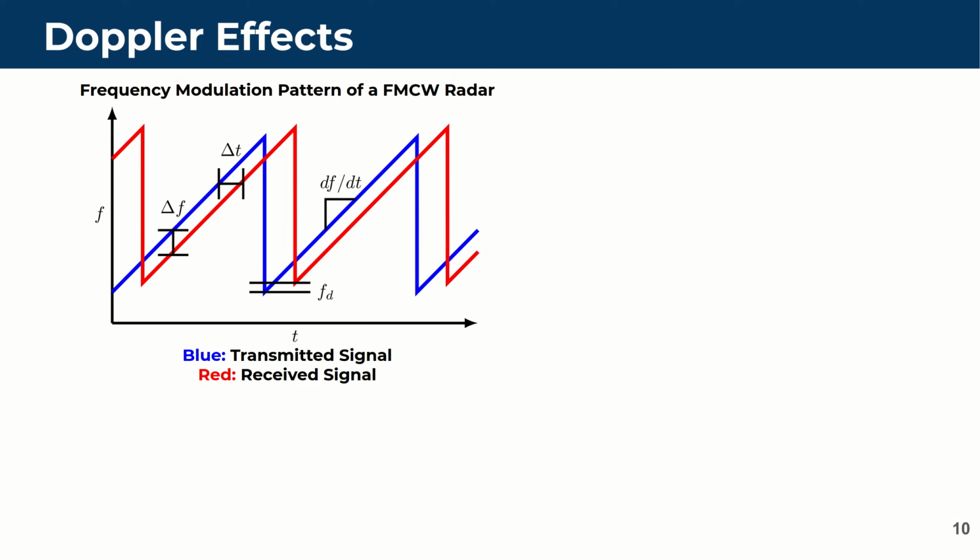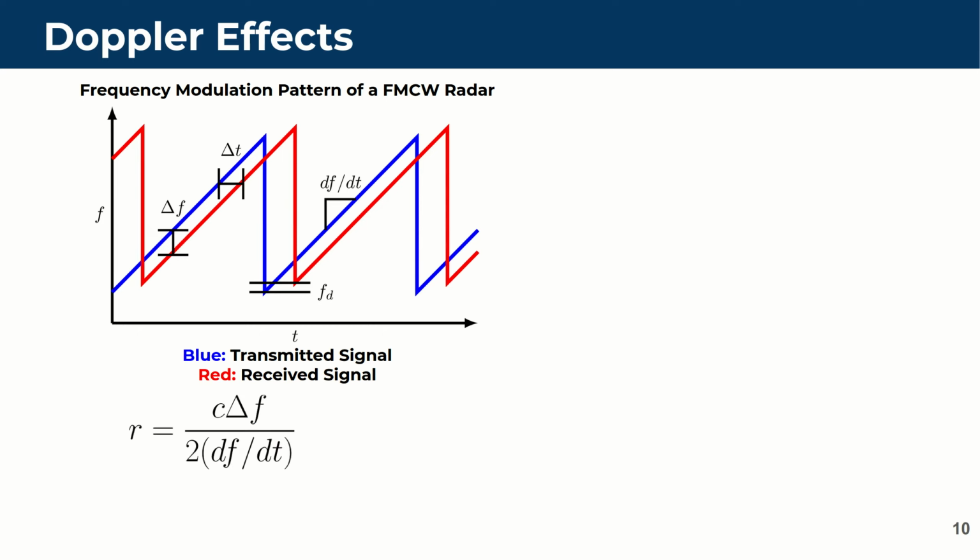So the next thing we're going to look at is how the Doppler effect impacts our measurements and what we can do to compensate for it. On the top left-hand side, we have a diagram of a frequency modulation pattern of an FMCW radar. The main thing to note here is that the frequency of the transmitted signal is being modulated over time, with the blue waveform being the transmitted signal and the red waveform being the time-shifted received signal.